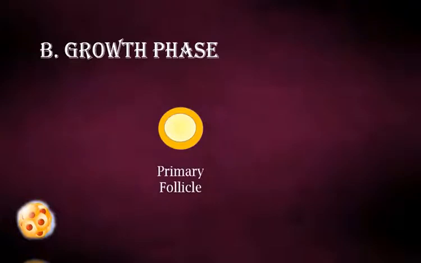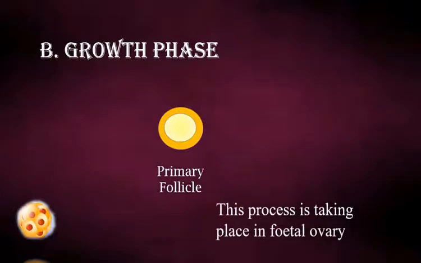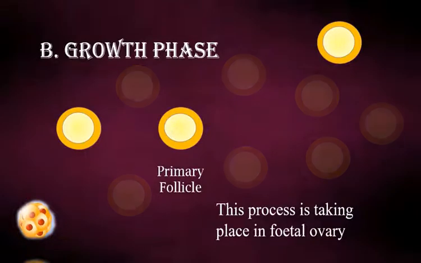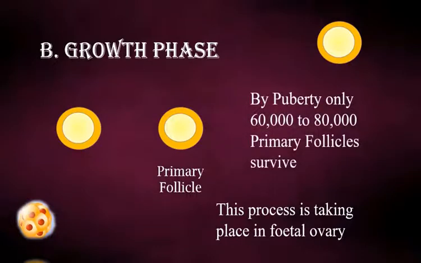You have to remember two very important things. This process takes place in the fetal ovary, and since the number of oogonia was in millions, millions of such primary oocytes are formed in the fetal ovary. These primary follicles with primary oocyte at prophase 1 remain till puberty. By puberty, out of these millions of primary follicles, only 60 to 80,000 survive, the remaining degenerate.